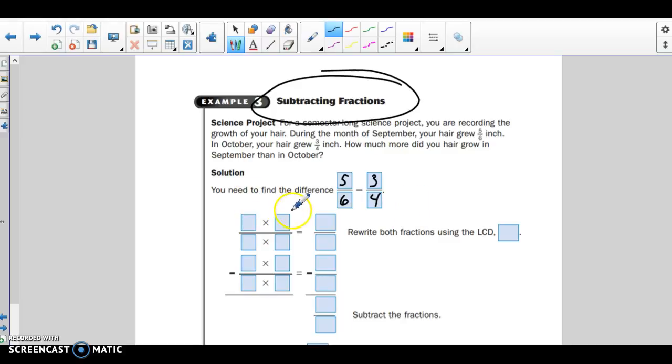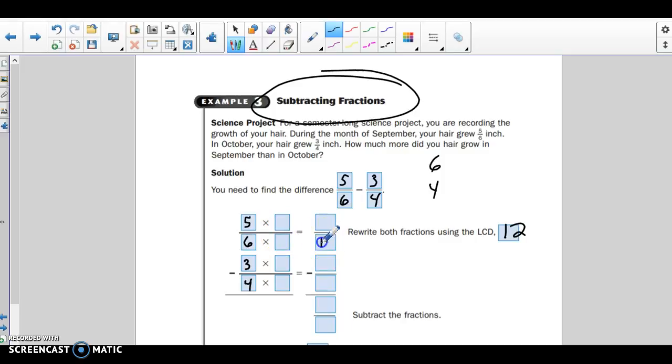All right. So we need to rewrite them. We got 5/6 subtract 3/4. Guys, can I put 3/4 on top? No. All right. So what do 6 and 4 have in common? 12. Should we make a list or can we do it in our head? Yeah, we'll do it in our head.